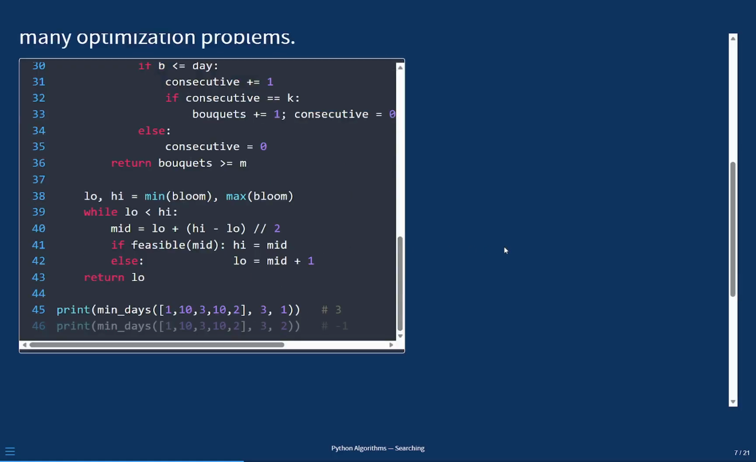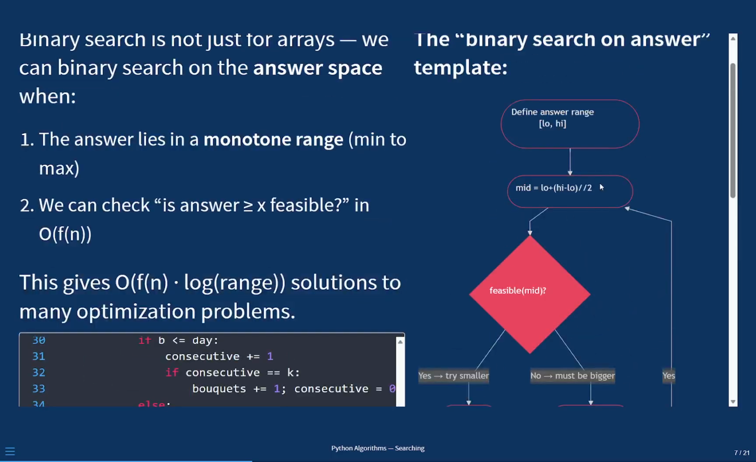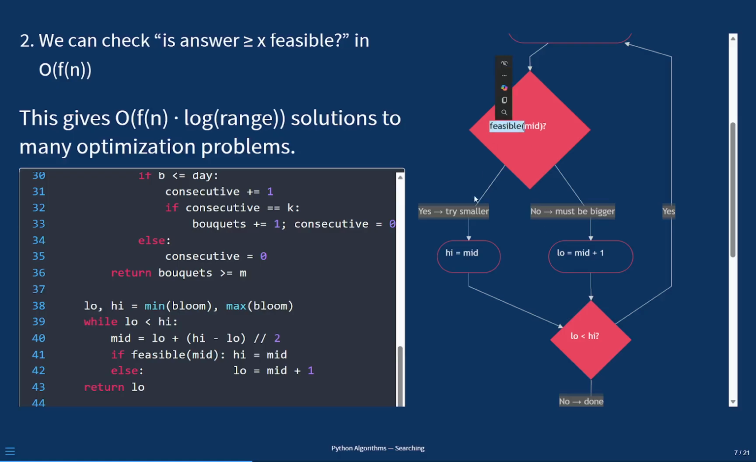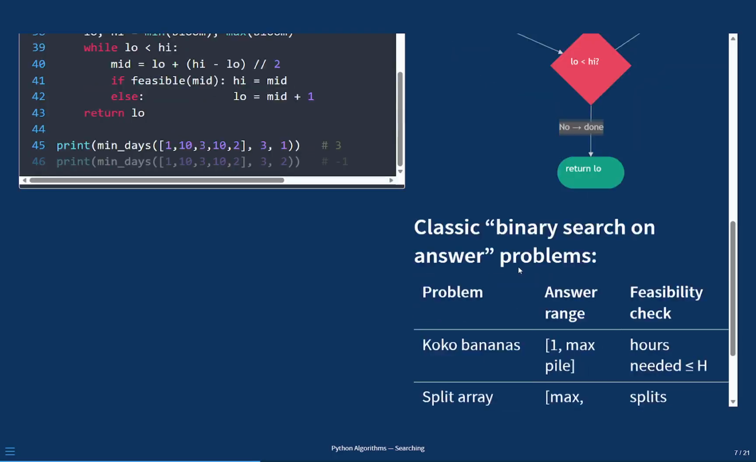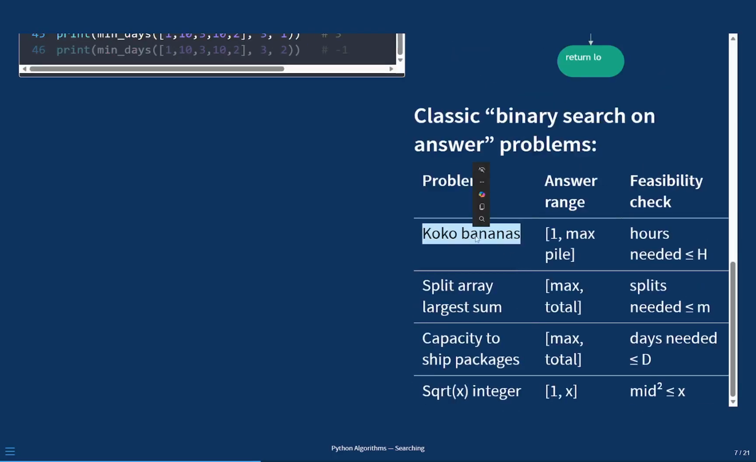Click. The flow diagram encodes the template visually. Define range. Compute mid. Check feasibility. Shrink accordingly. Converge to low. Click. The problem table gives four canonical examples: Koko eating bananas, split array largest sum, ship packages within D days, and integer square root, all reducible to the same template. When you see minimize the maximum or maximize the minimum in a problem statement, think binary search on the answer space.